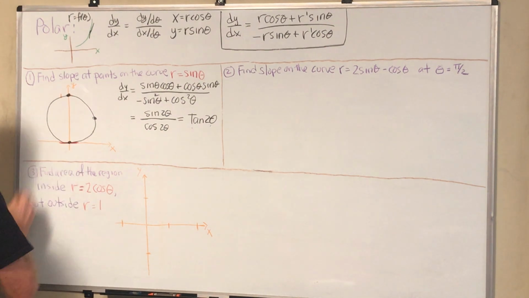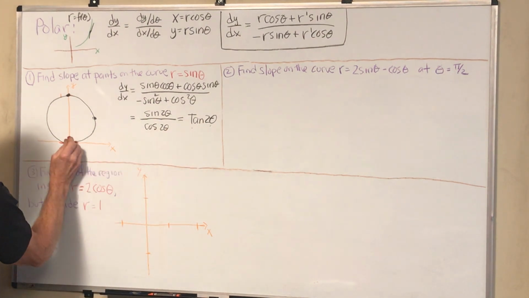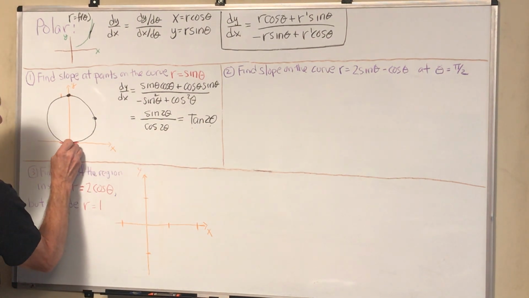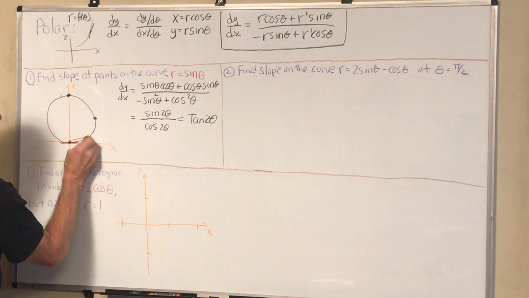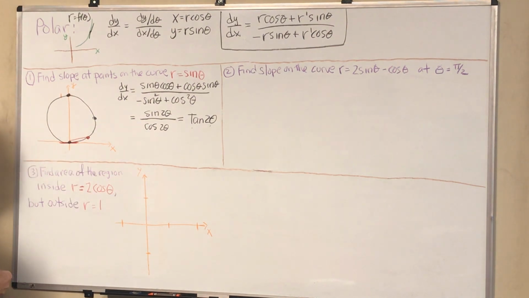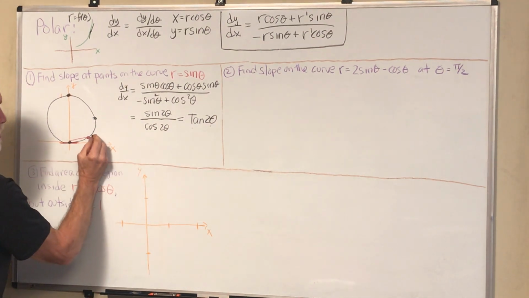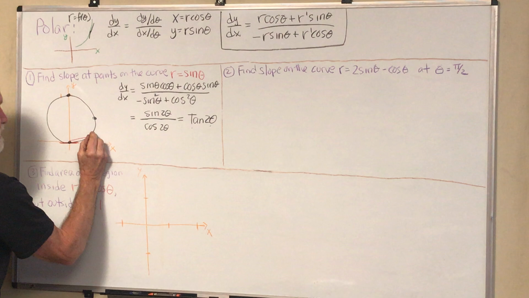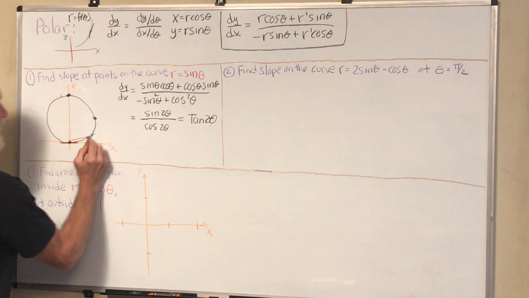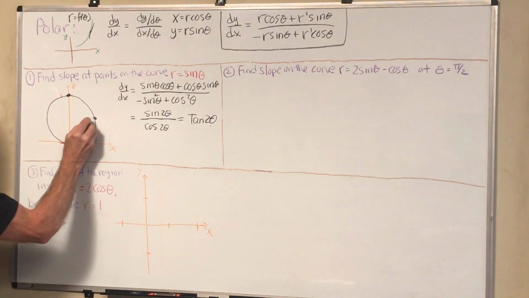How about if we went to pi over 8? That's not a very big angle. That would be something like that. And that would be the point on the curve. What would be the slope? The tangent of pi over 4, or 1. So you'd have a slope of 1. That looks about right.